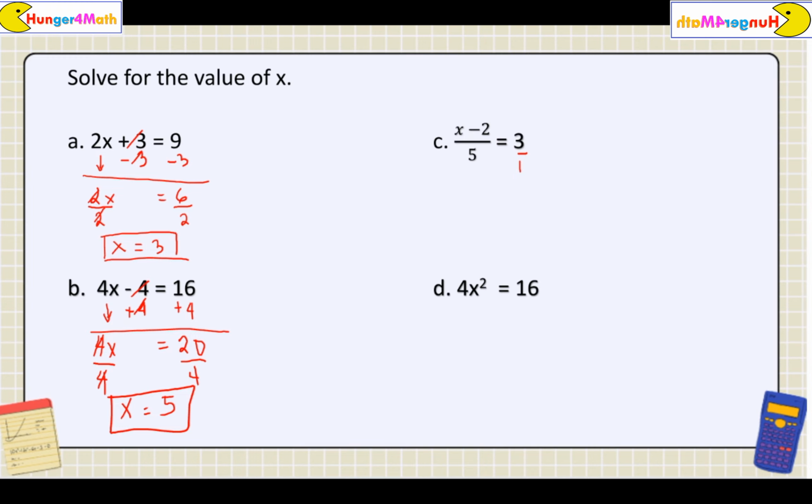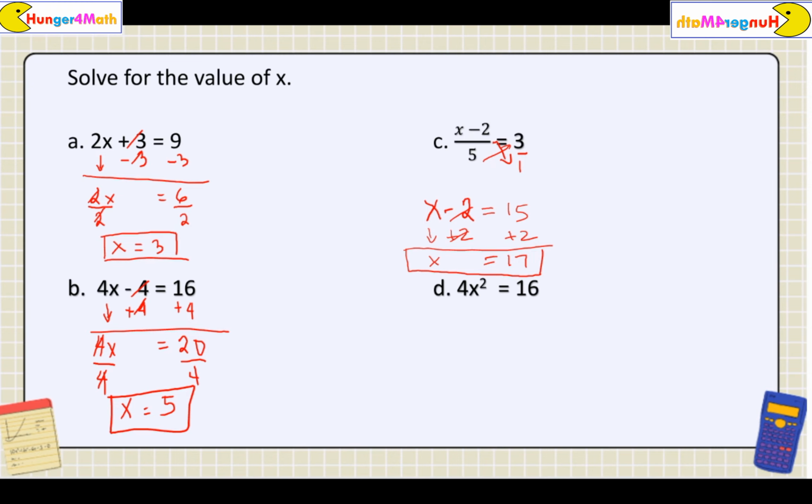So that we can multiply x minus 2 by 1. That will be the same. X minus 2. And then 5 times 3, that is equal to 15. Now we have x minus 2 is equal to 15. Then we're going to take the inverse of minus 2. That will be plus 2 on both sides. So here we can bring down x. Minus 2 plus 2, that is 0. Equal 15 plus 2 is 17. So for the letter C, the value of x is equal to 17.